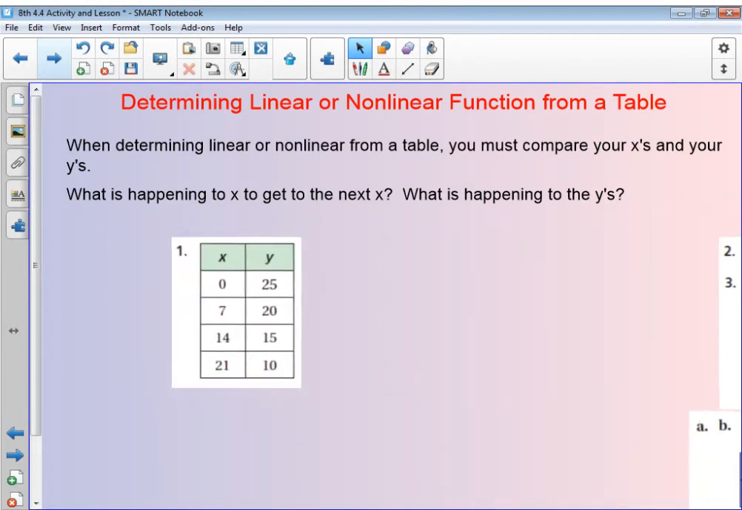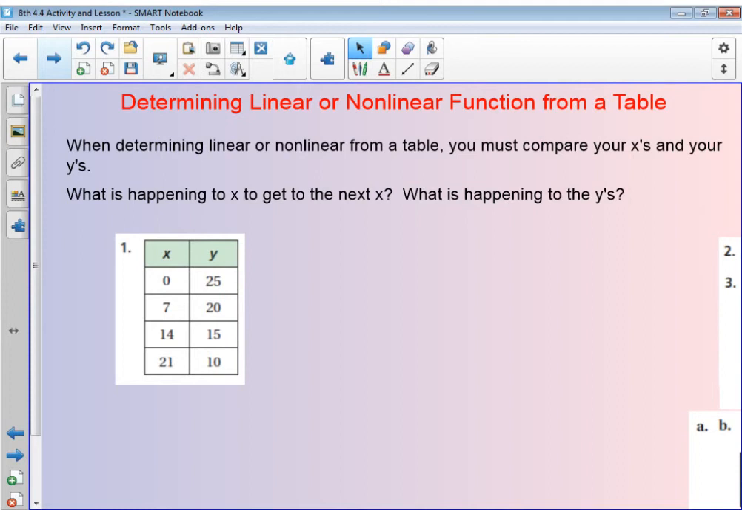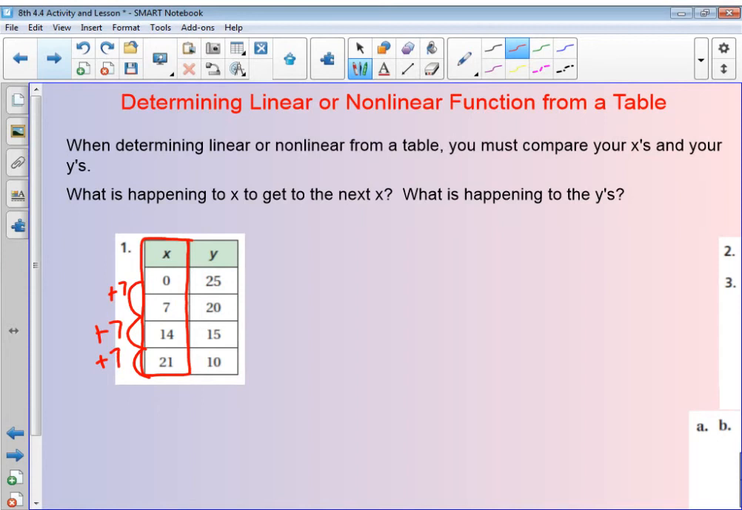Okay, so let's go ahead and try another one. So this is just where a table is set up slightly different. Instead of it being a horizontal table, it's a vertical table. So we're comparing our x's. So these are all of my x's here. I need to check the pattern on that. So it looks like we're adding 7, adding 7, adding 7. So we have a constant pattern in the x's.